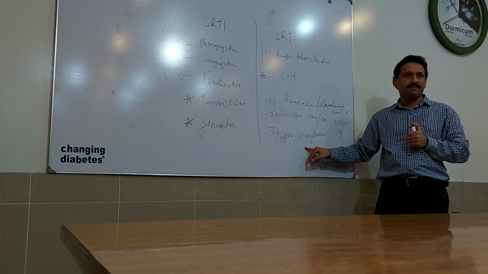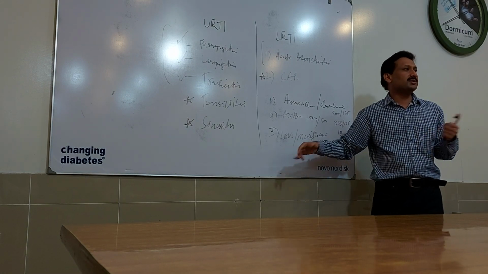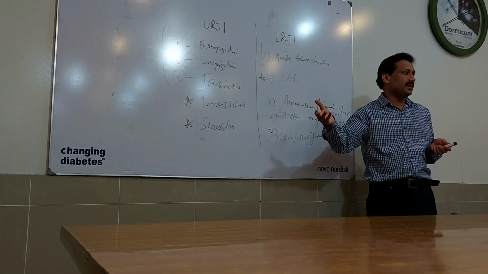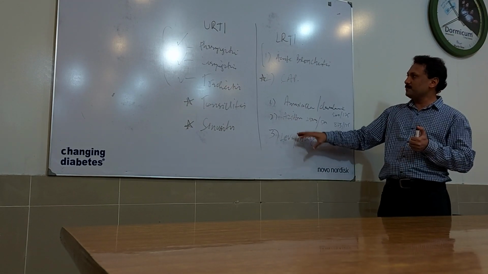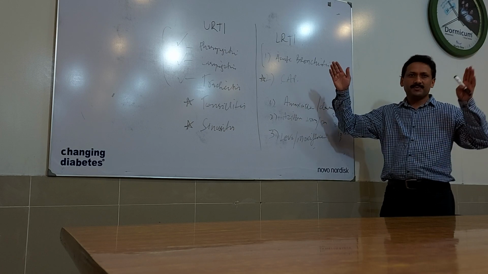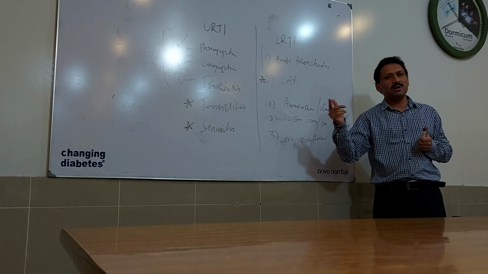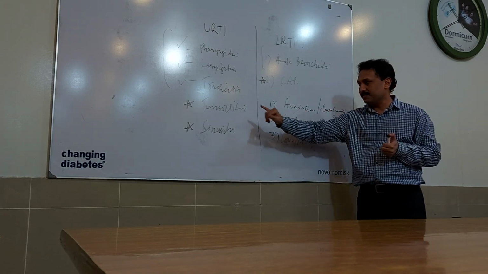Then levofloxacin 500 milligram once daily for 5 days, that's enough. Moxifloxacin 400 milligram once daily for 5 days, that's enough. So these are the 3 groups, these are the 4 infections. Considering bacterial infections, this is the way you're gonna treat, along with symptomatic and supportive therapy.